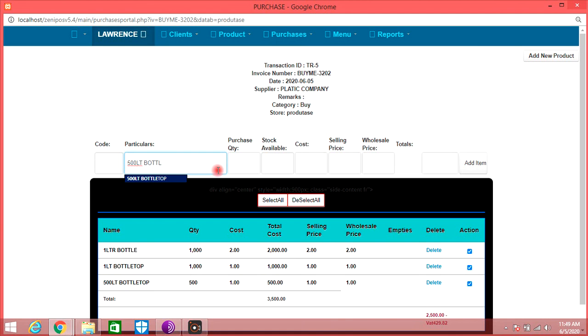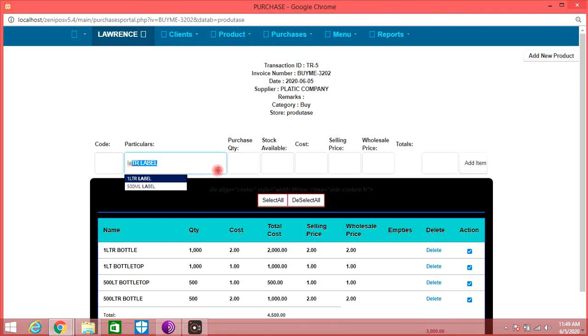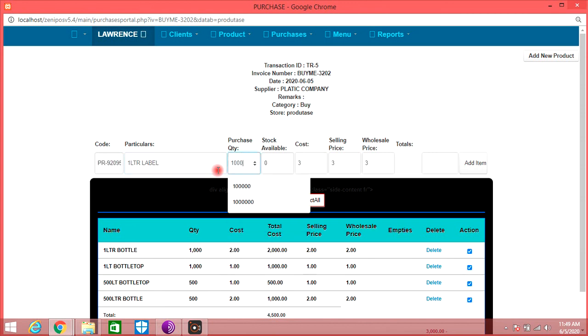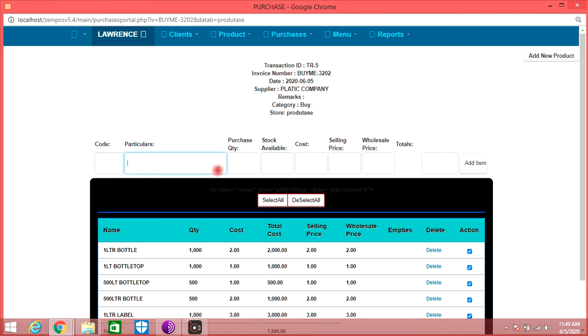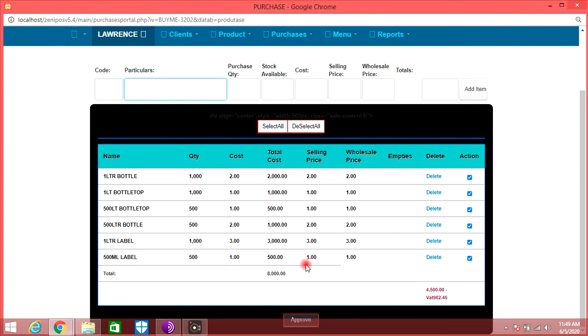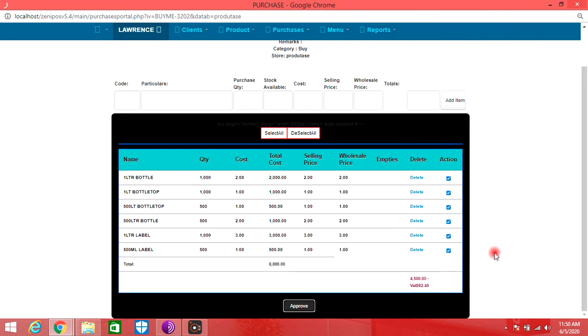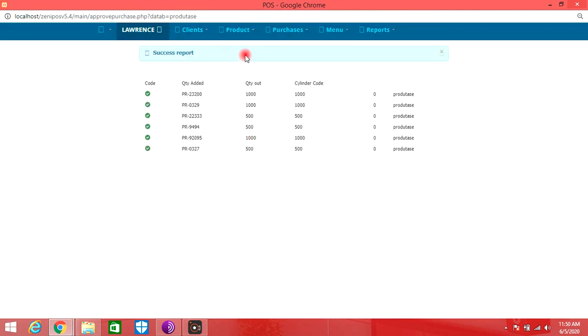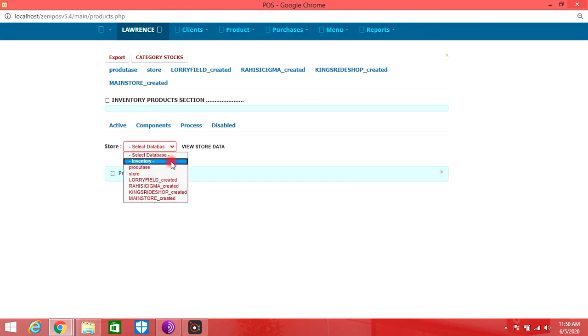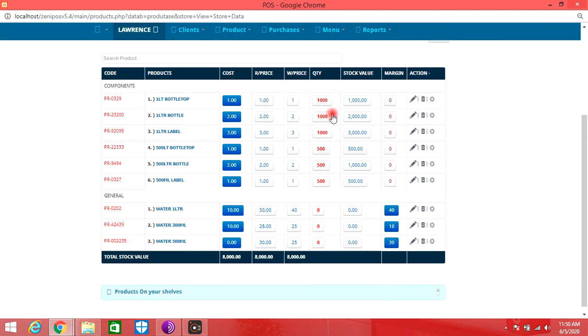Then we have the 500 ml bottles, 500 of them. Label for 1 liter, 1,000. Label for 500 ml, say 500. And after that we approve. So in our stock, these are the quantities that we have.